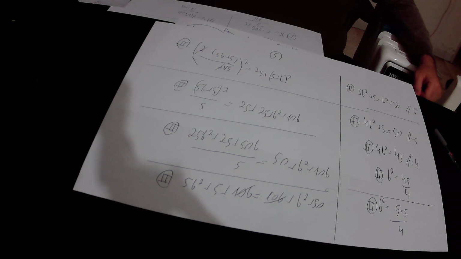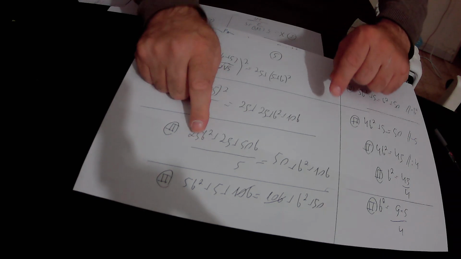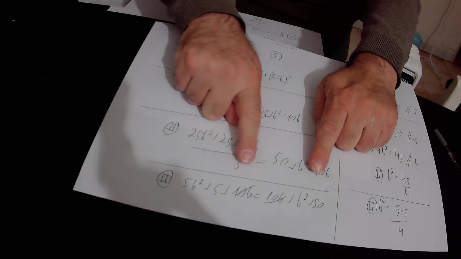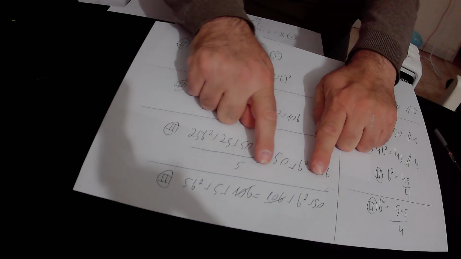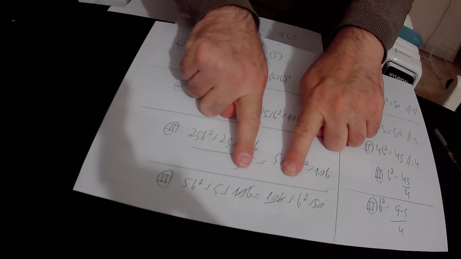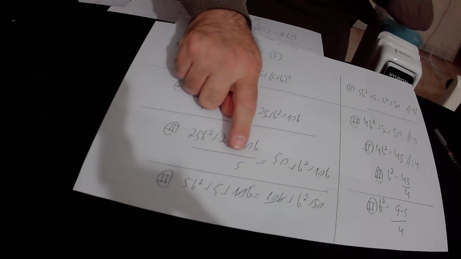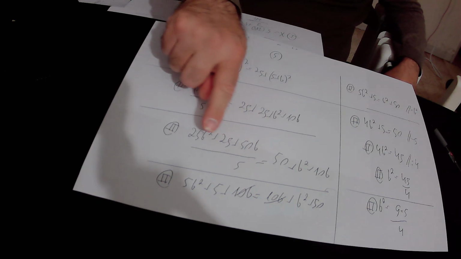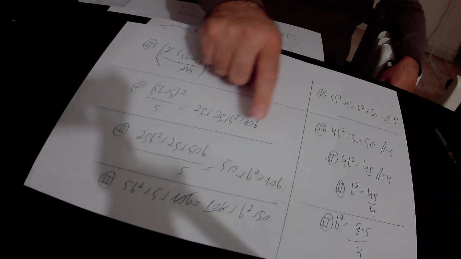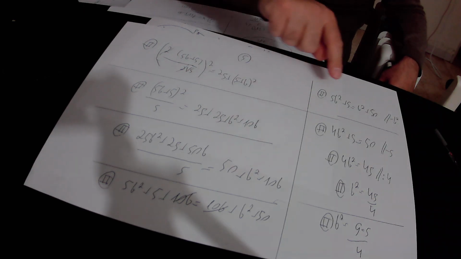So actually we found out that, according to equation number 2, 5b squared plus 5 plus 10b equals 10b plus b squared plus 50. Here we have 10b on both sides of the equation, so the 10b cancels. After we cancel 10b, on this side of the equation we are left with only 5b squared plus 5. On the other side of the equation we are left with b squared plus 50.